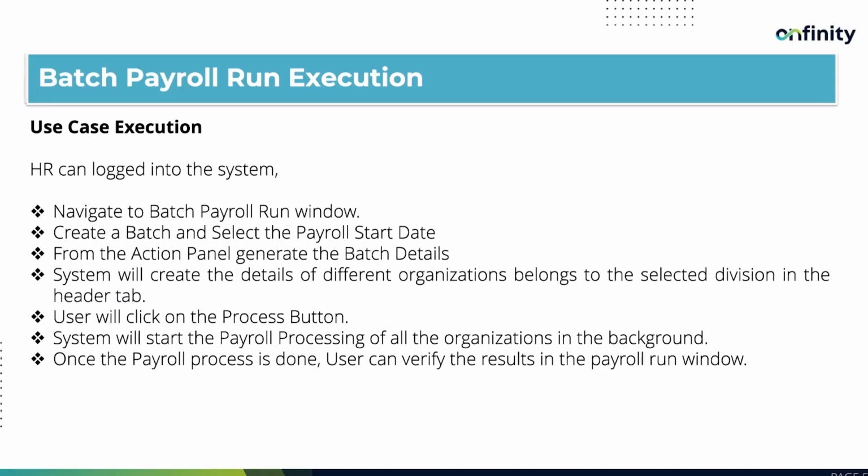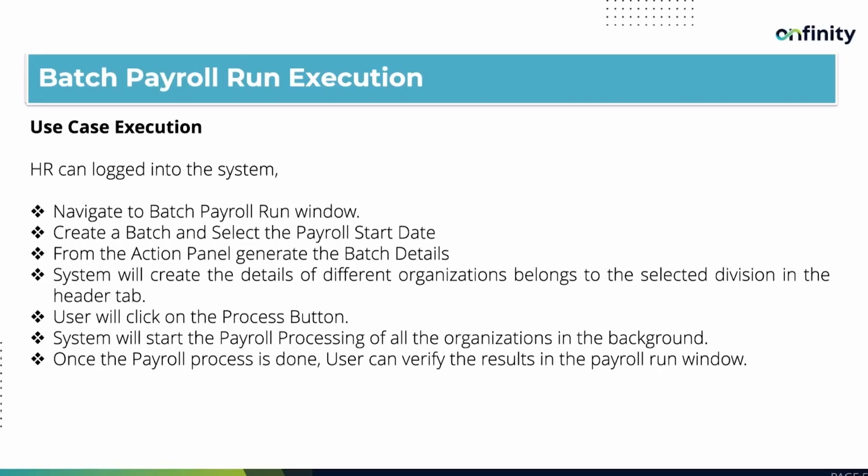For the execution in the system, HR needs to log into the system and navigate to the batch payroll run window. Here, the payroll administrator will create a new batch and select the payroll start date. From the action panel, they will select Generate Batch Details. The system will create the details for the different organizations belonging to the selected division in the header tab. Now the user will click on the Process button. The system will start processing the payroll for all the organizations in the background. Once the payroll process is done, the user can verify the results in the payroll run window.